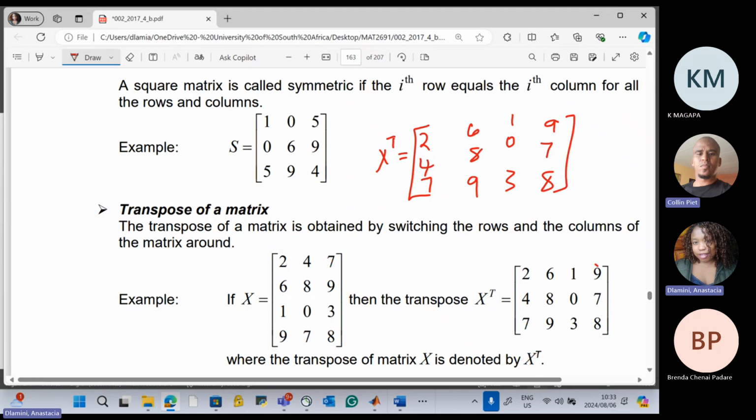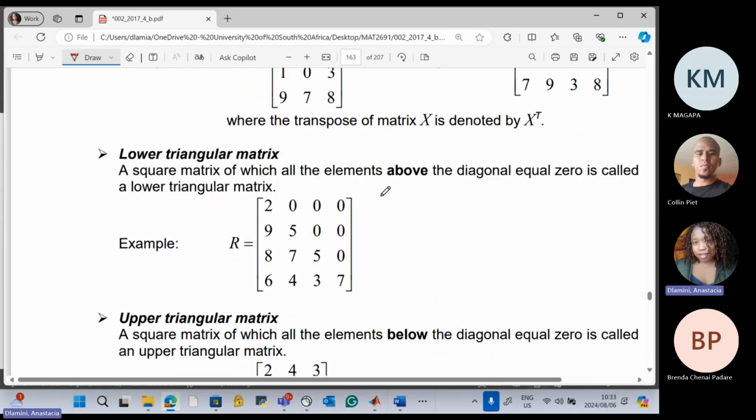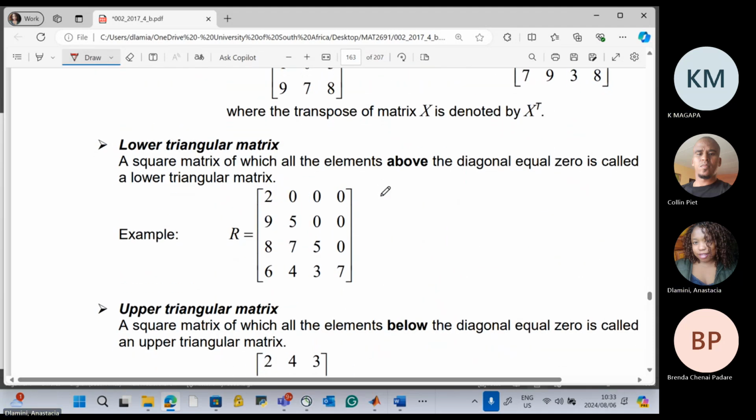Now, when you're going to talk about the lower triangle matrix and the upper triangle, it also has to be a square matrix. So what is a lower triangle matrix? They say a square matrix of which all the elements above the diagonal, remember the diagonal, this one, this is the diagonal. If all the elements above the diagonal are equal to 0, then this is called the lower triangle matrix.